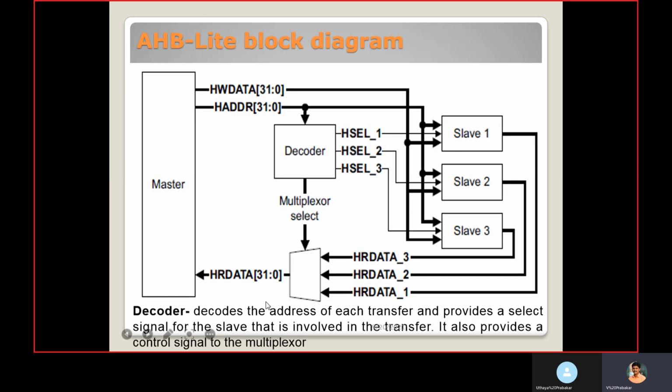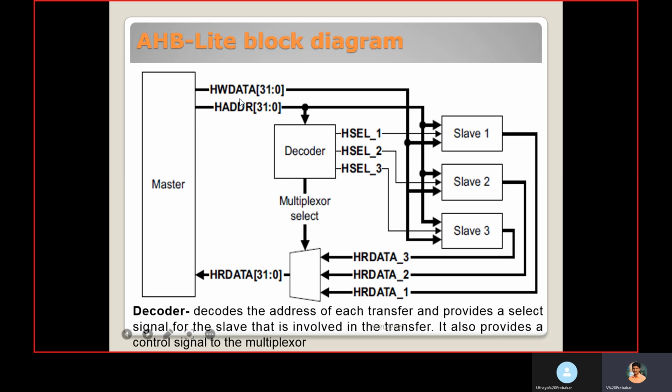This is the block diagram of AHB Lite. Here we have two blocks. One is the decoder, another one is the multiplexer. This decoder selects which slave needs to be selected. Here we have one master and multiple slaves: slave 1, slave 2, slave 3.